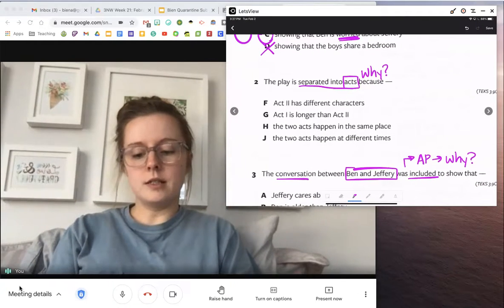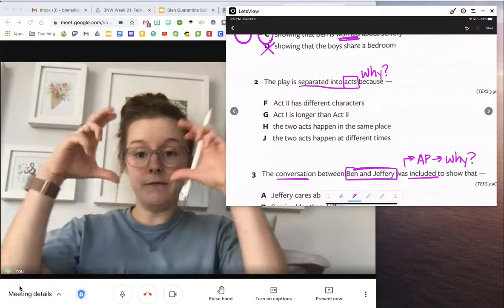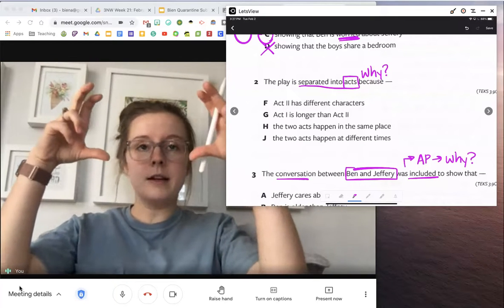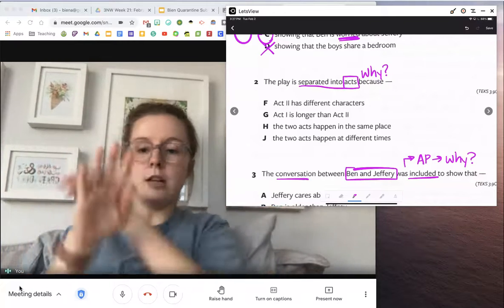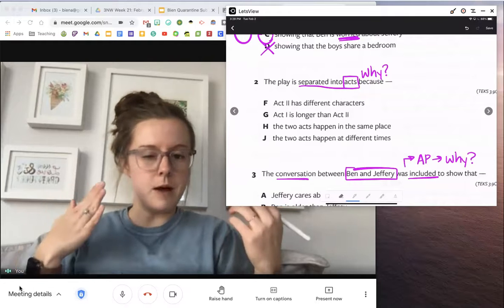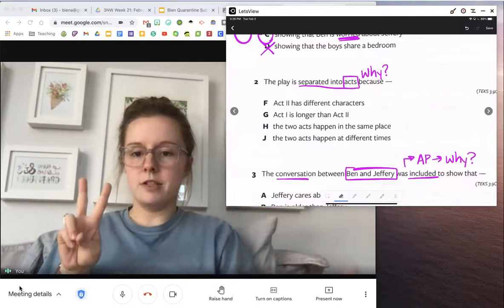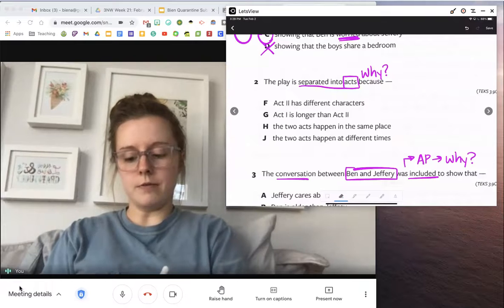Okay, number 2 says the play is separated into acts because... Okay, so we had that first act where they were riding their bikes and they crashed. And then we had the second act. Remember, the curtains closed, they changed out all the props, they opened them back up, and now they're in bunk beds. Okay, so think about that. Did Act 2 have different characters? Nope, still just Ben and Jeffrey.